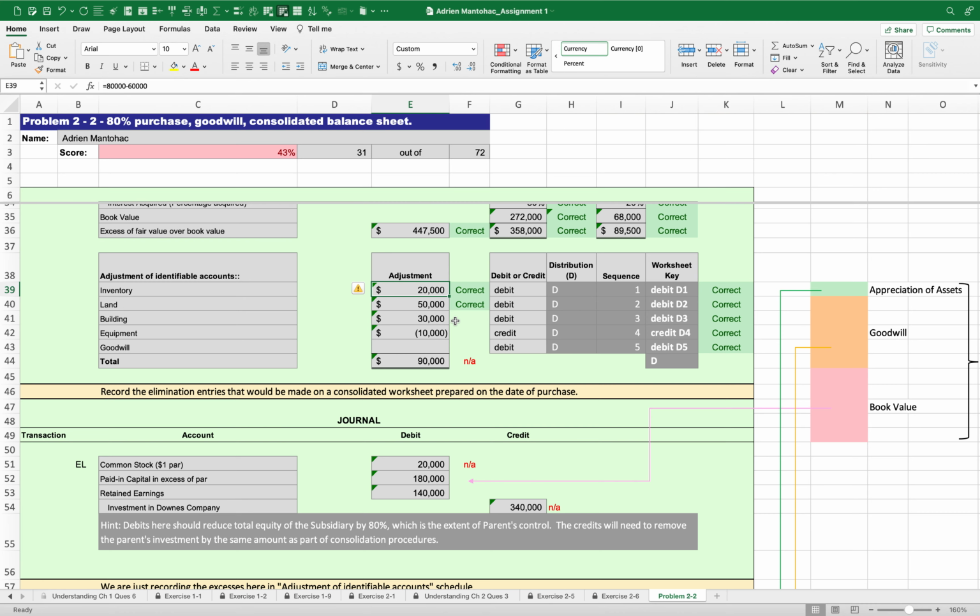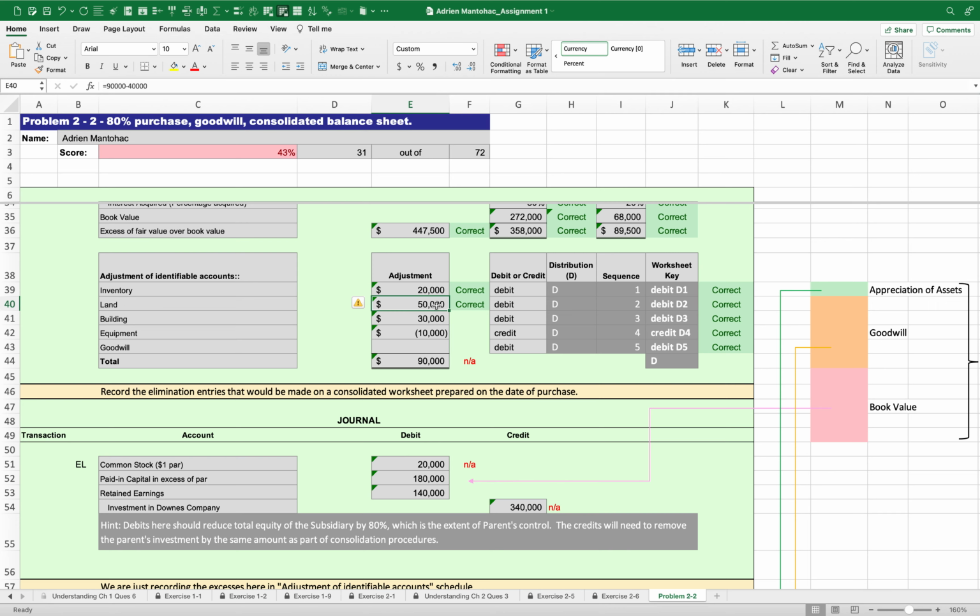Let's take a look at land. Land was previously worth 40,000. Now it's worth 90,000 after we paid a little bit extra money. So 90,000 minus 40,000, i.e. 50,000, is exactly right. This is the appreciation in land that we must record upon consolidation. And that's what we're doing all of this for, by the way.